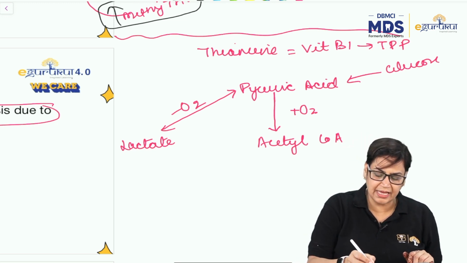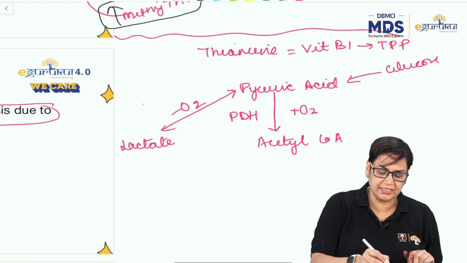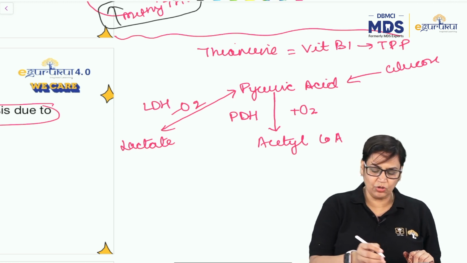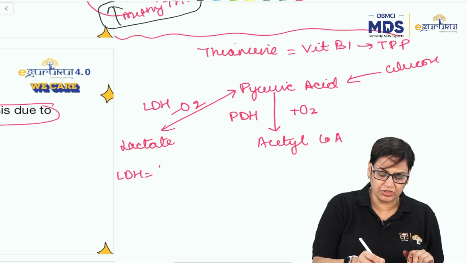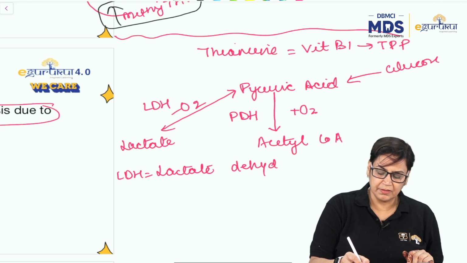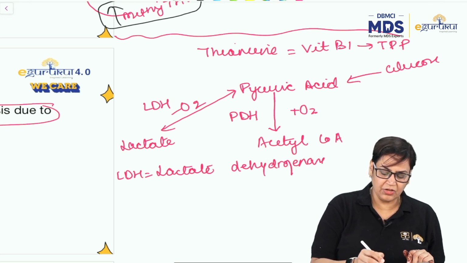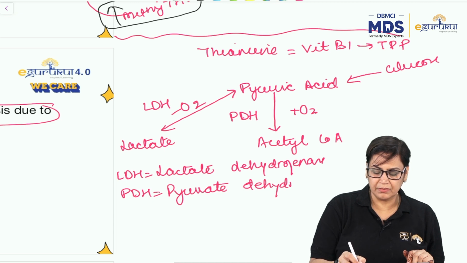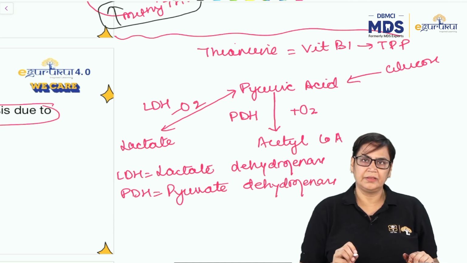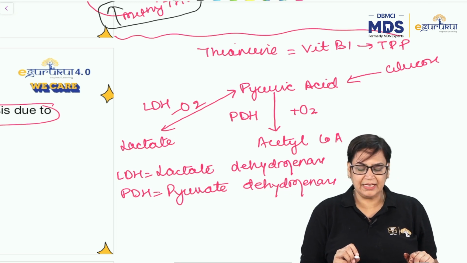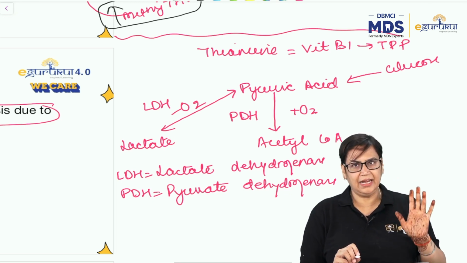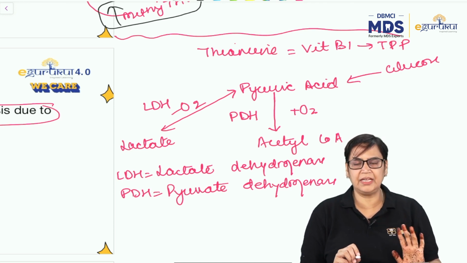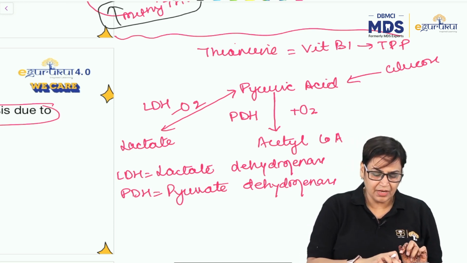If we come over to the enzymes, this is PDH and this is LDH. We all know LDH is lactate dehydrogenase. We all know PDH is pyruvate dehydrogenase. Plain and simple, right? Now, what is the difference between LDH and PDH? One reaction, it is clear. LDH is catalyzing a reversible reaction. PDH is catalyzing an irreversible reaction.